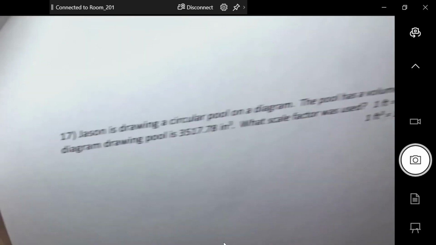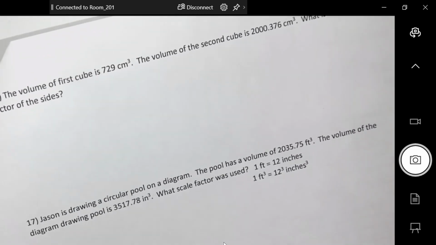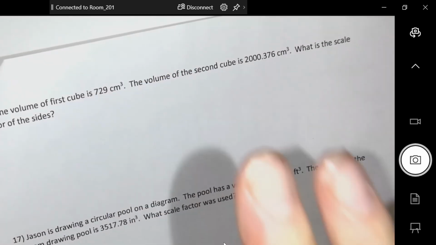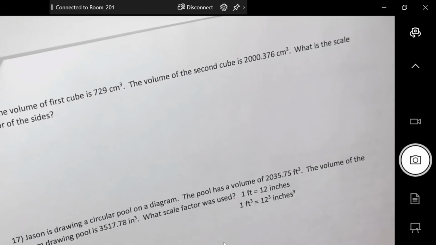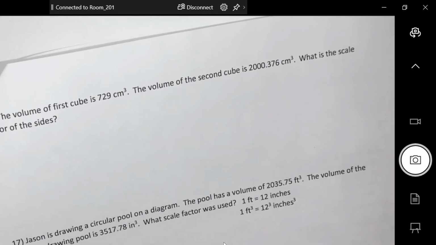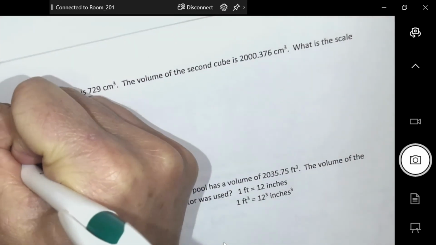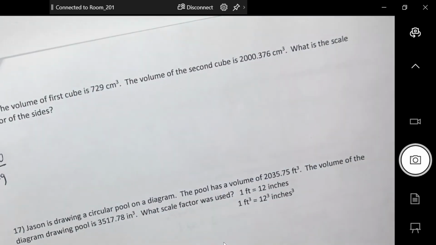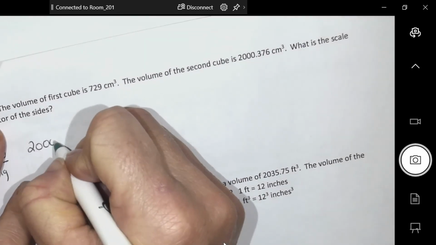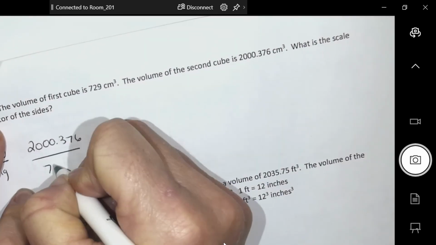Okay. Ta-da, the end is in sight. Okay. Centimeters, I'm always double checking. Centimeters cubed, good. Volume of the first, volume of the second. So I'm going to do one of the new divided by original strategies. So the second cube is the new one, divided by the original.